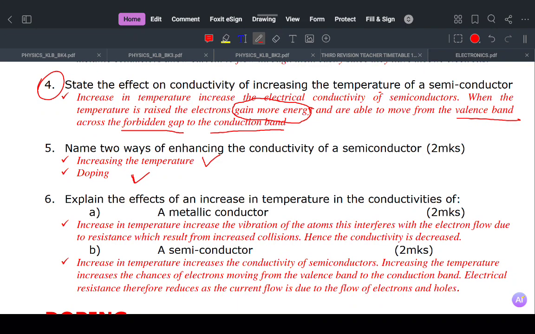Alright, number 6, explain the effects of an increase in temperature on the conductivity of metallic conductors. Unlike semiconductors, when you heat metallic conductors such as wires, it will cause the particles in it, in this case the atoms, to vibrate. So this vibration will interfere with the electron flow. Remember that when you heat a conductor, its resistance increases.